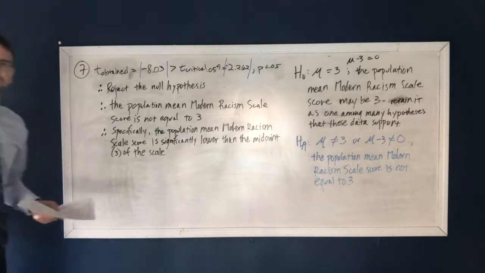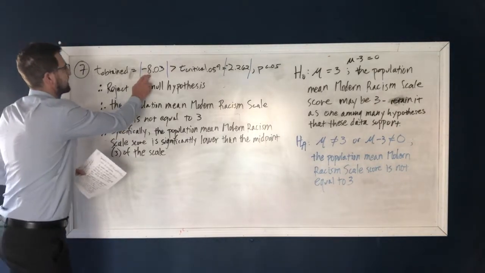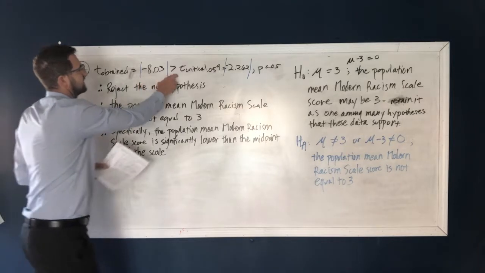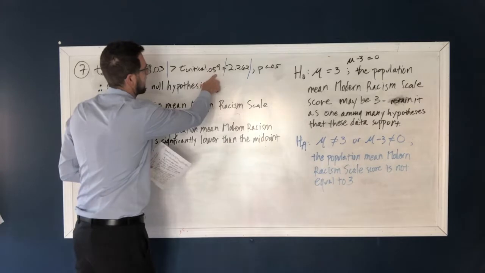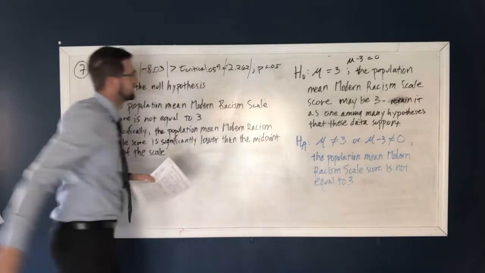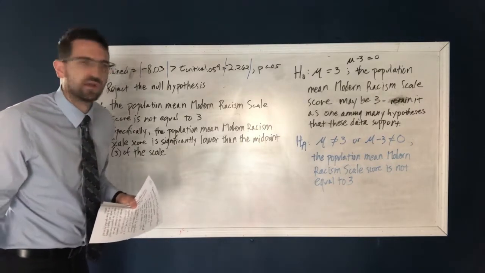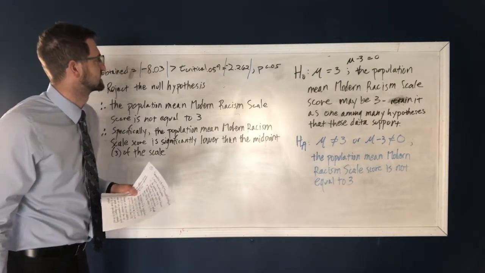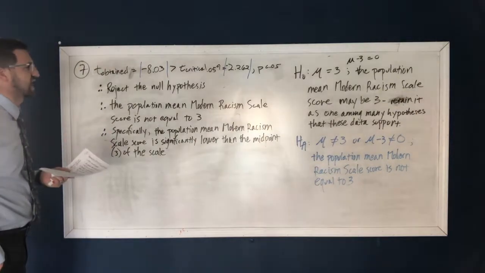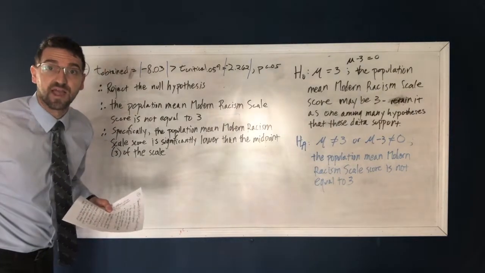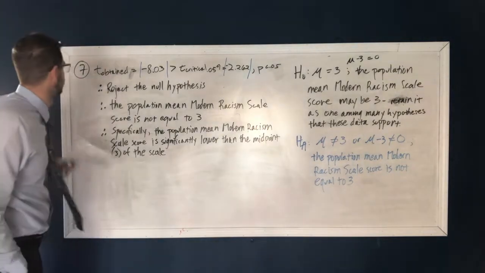Okay, so let's go over this first portion. So our t obtained of -8.03 is greater than our t critical 0.05, 9 degrees of freedom, equals -2.262. Therefore, our p is less than 0.05. Okay, so because of that, we're going to reject the null hypothesis. We know that because we're in the rejection region, p is less than 0.05.